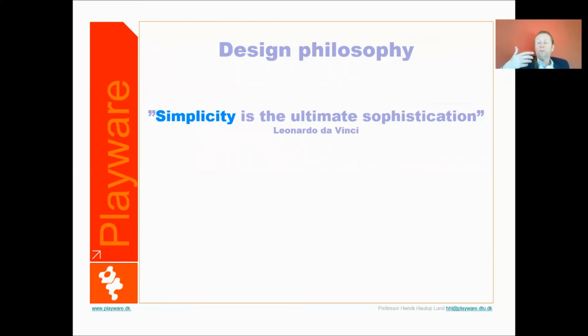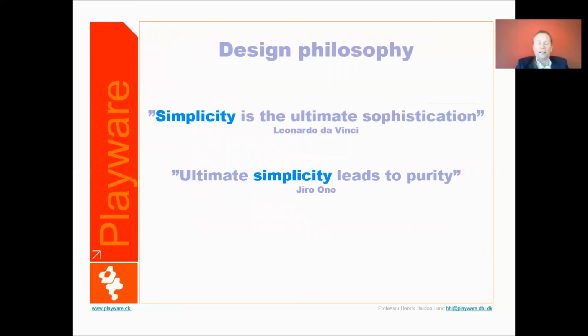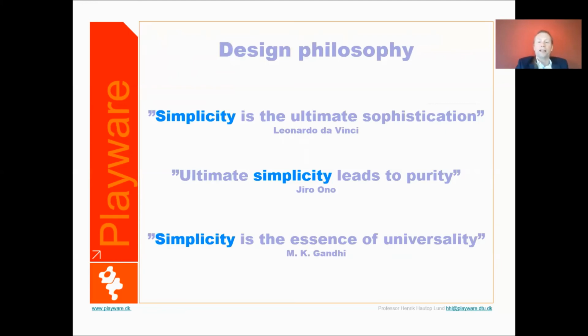We always tend to think that if we do complicated things, then people will look at us as smart and intelligent. Whereas, at least if we're talking about creating things that we want to give people in their hands to work with, then simplicity is much, much better. Therefore, remember this quote from Leonardo da Vinci: simplicity is the ultimate sophistication. And we also have others, like the famous chef Gio Ono, who said ultimate simplicity leads to purity, and Gandhi, of course, also talking about simplicity.